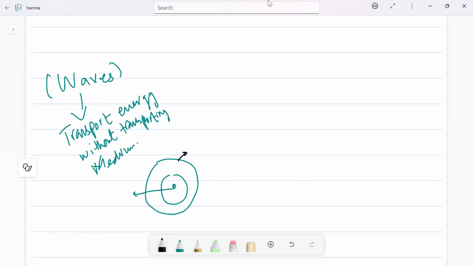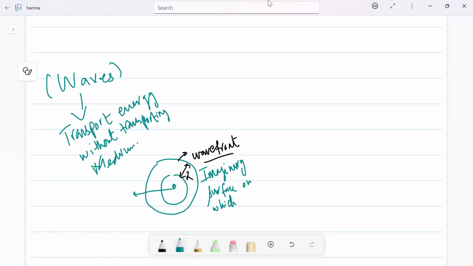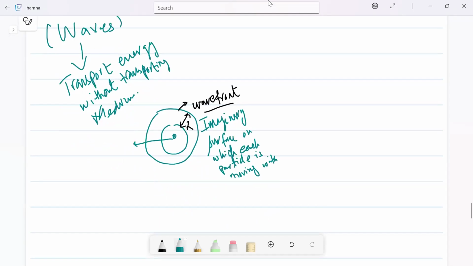Wave travels in the form of wavefronts. The circles that you see in the water are known as wavefronts. Each circle is known as a wavefront, and the distance between two wavefronts is one wavelength. In order to define wavefront, we say it is an imaginary surface on which each particle is moving with the same phase of vibration.